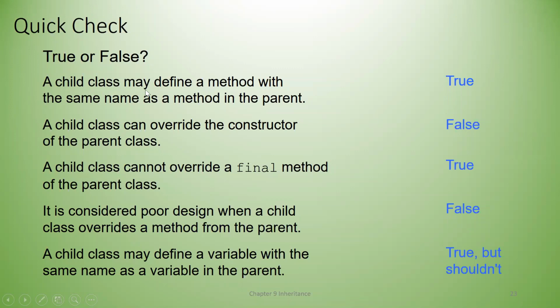A child class may define a method with the same name as a method in the parent. That is true. I have the answers here. That is true. Why? It's overriding, right? Yes, that's called overriding. A child class can override the constructor of the parent class. Why is it false?